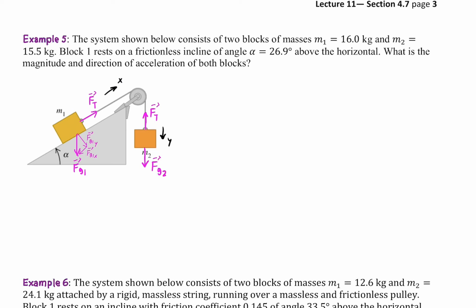Now, if I find an a that is positive, that means that my assumption of positive directions is correct. But if I solve for a and it ends up being a negative value, that means that actually m2 is moving in the negative y direction and m1 is moving in the negative x direction. My assumption of motion was wrong. But it's great because it just works out. It just comes up in the final answer.